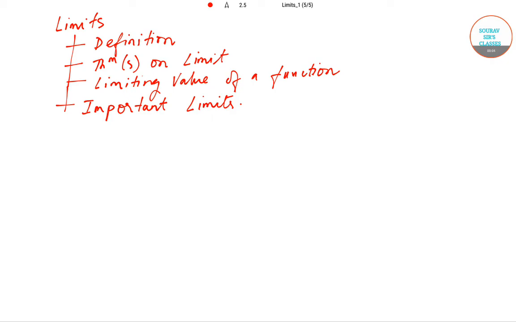Today we'll be talking more about limits in this video. In our previous videos on limits, we talked about the definition of limit, the different theorems on limit, the limiting value of a function, and some important limits which are important from an exam point of view. Today the topic I'll be talking about is very important from an exam point of view.